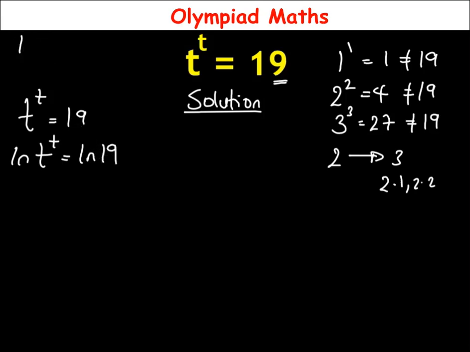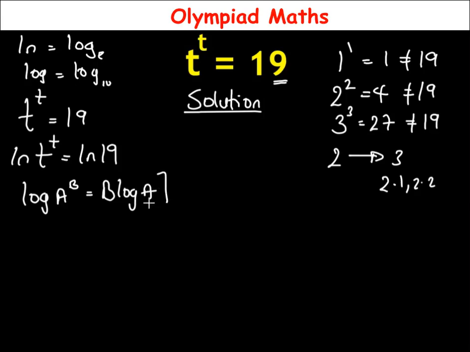Now take note that ln is logarithm to the base of e, and log is simply logarithm to the base of 10. So the same properties of logarithm can be used on natural logarithm ln. At this junction, if you have logarithm of a to the power of b, the power b then becomes b times logarithm of a, right? And I said that we can use the same property on ln. So power t here then becomes t, then you have t ln t is equal to ln 19.